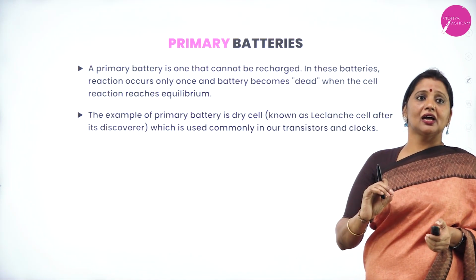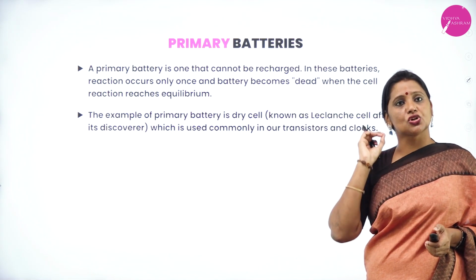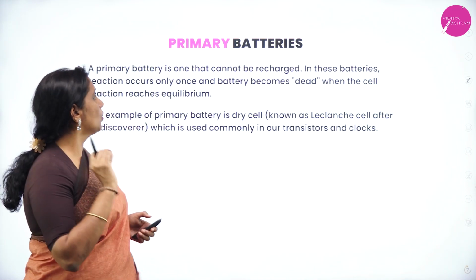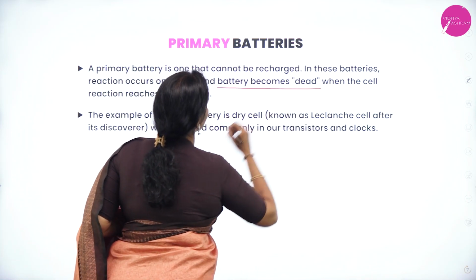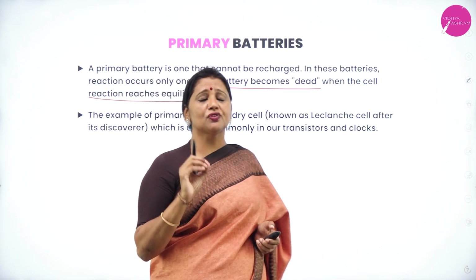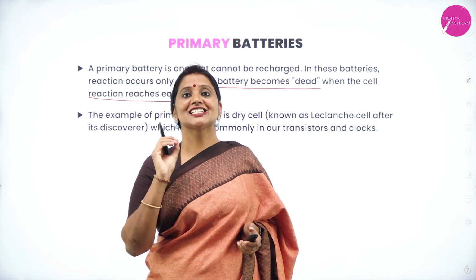A primary battery is one which cannot be recharged. In these batteries, the reaction occurs only once and the battery becomes dead when the cell reaction reaches equilibrium. A very good example of a primary battery is the dry cell.